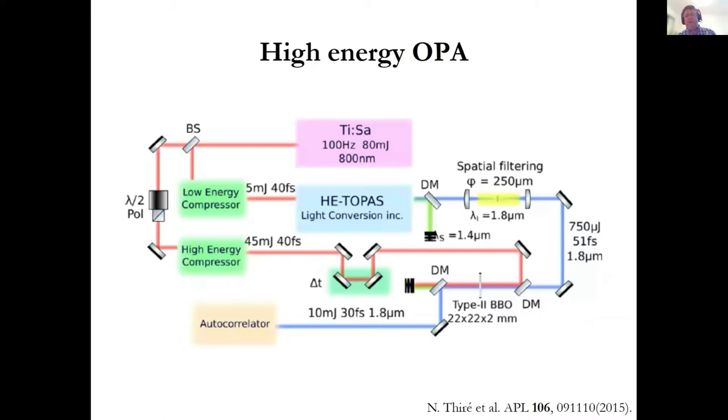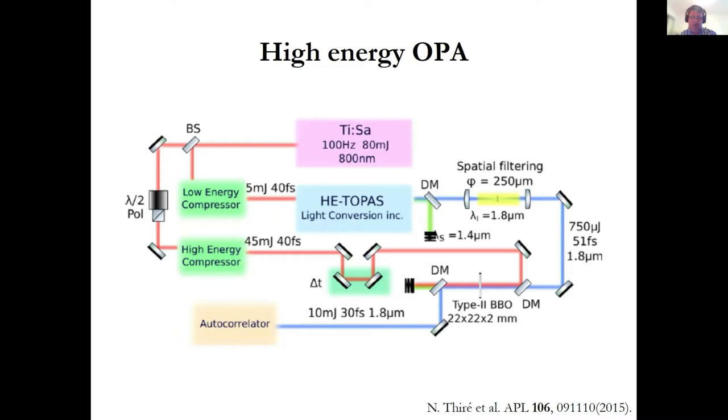How do we do this? We have developed a high energy OPA. We start with a commercial OPA from Light Conversion that we pump with 5 millijoules. At the output, we have some millijoules of energy, and by further pumping with a high energy Ti:sapphire laser, 45 millijoules, we can get up to 10 millijoules at 1.8 microns.